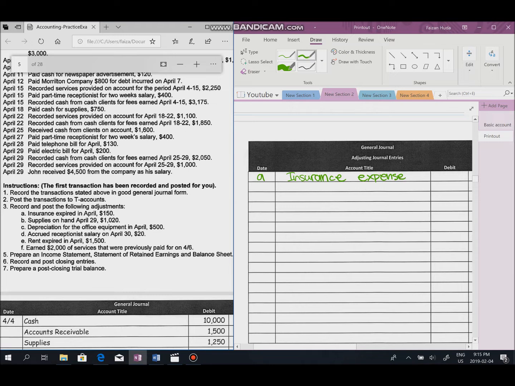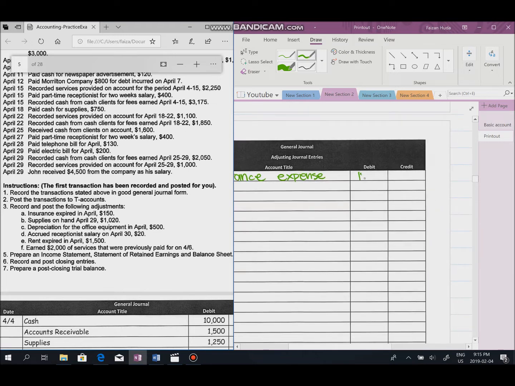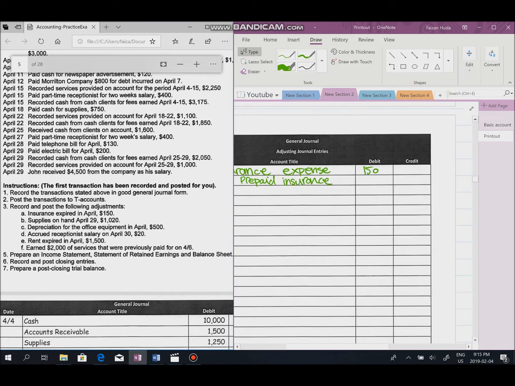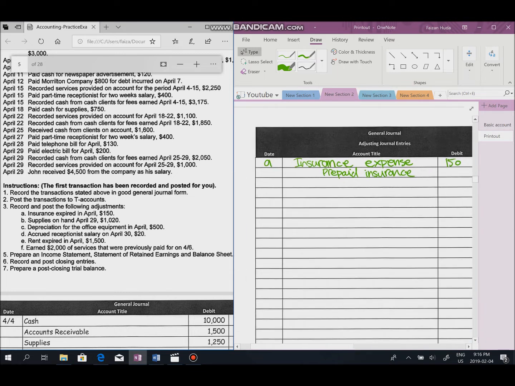Sometimes the teachers would ask you to calculate this in your exam or in your test. It's not always given, but we are lucky that it's given over here. So insurance expense would be $150, and prepaid insurance would decrease by $150, since we have used up $150 worth of insurance. Prepaid insurance, $150. Moving onwards to B.